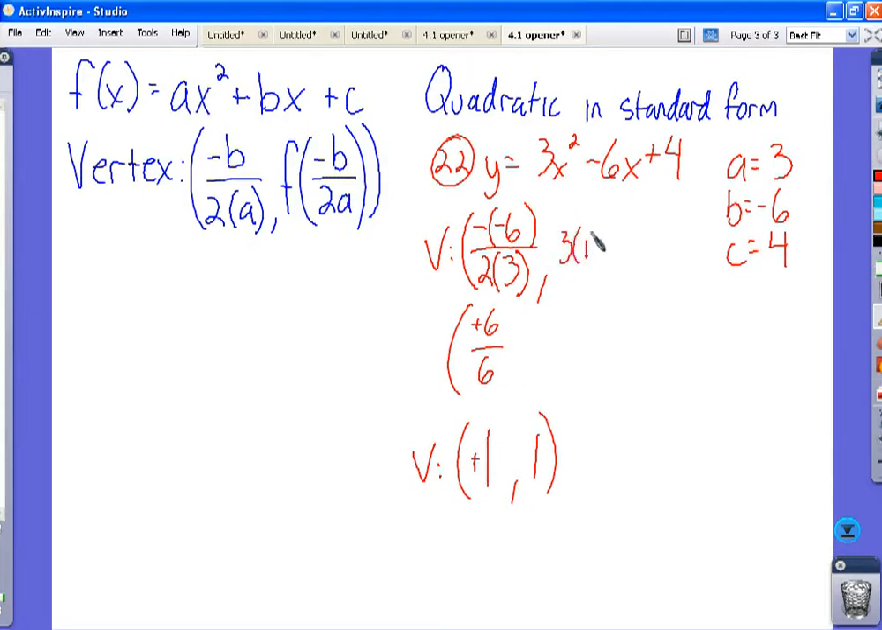So we show the calculations here. 3 times 1 squared minus 6 times 1 plus 4. Negative 3 plus 4. 1.